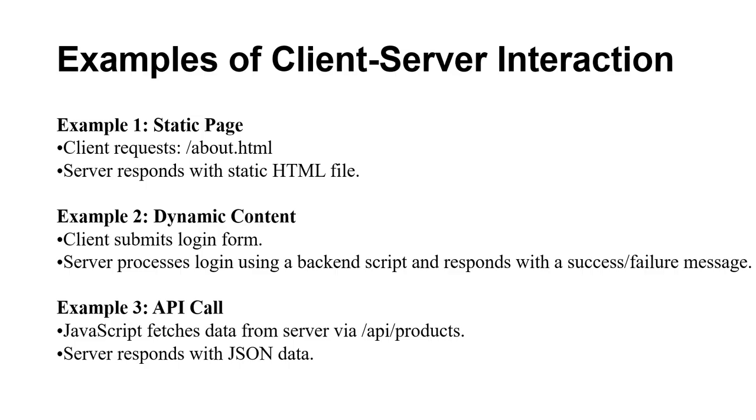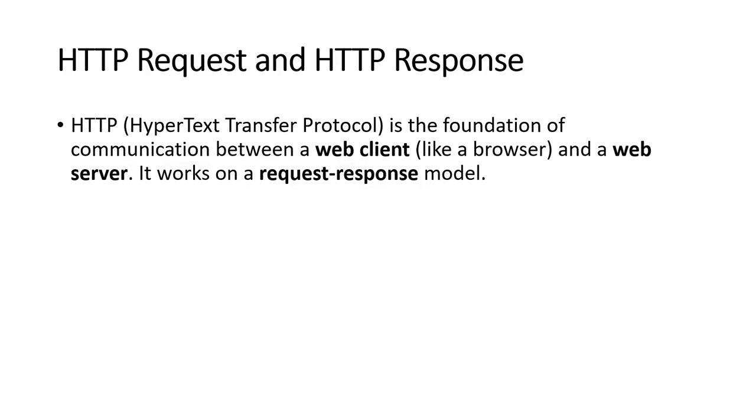Example 2, dynamic content. The client submits a login form. The server processes the login using a backend script and responds with a success or failure message. The third example is API call, application programming interface call. JavaScript fetches data from the server via API or products. The server responds with JSON data.